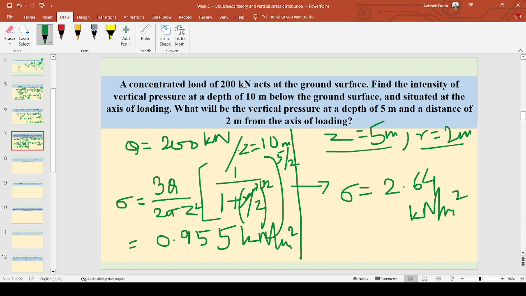So at a depth of 10 meter below the ground surface at the axis of loading, the value of sigma is 0.955 kilonewton per meter square, and at a depth of 5 meter at a radial distance of 2 meter from the axis of loading, the value of sigma is 2.64 kilonewton per meter square. I hope it was clear. I'll go to the next question.